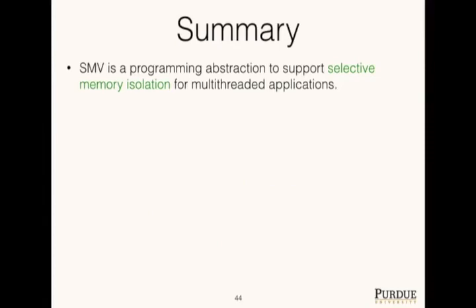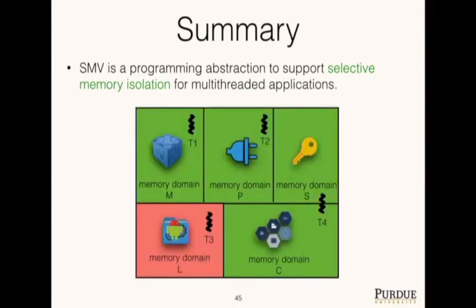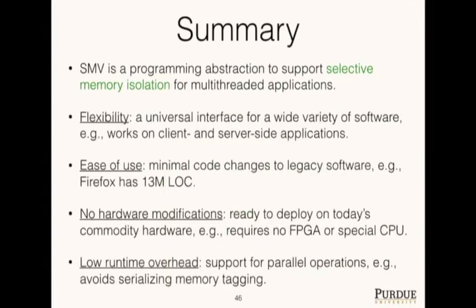Okay, to summarize, we propose a programming abstraction with kernel-level implementation called SMVs for intra-process isolation. SMVs allow the programmer to selectively isolate process memory from threats so that a malicious fault domain cannot compromise other benign ones. We believe SMVs are flexible and easy to use. It's flexible as we've shown that we were able to use SMVs on different software from desktop web browsers to backend web servers. It's easy to use because the evaluation showed that SMVs require at most 12 lines of code changes to legacy software, such as Firefox with 13 million lines of code.